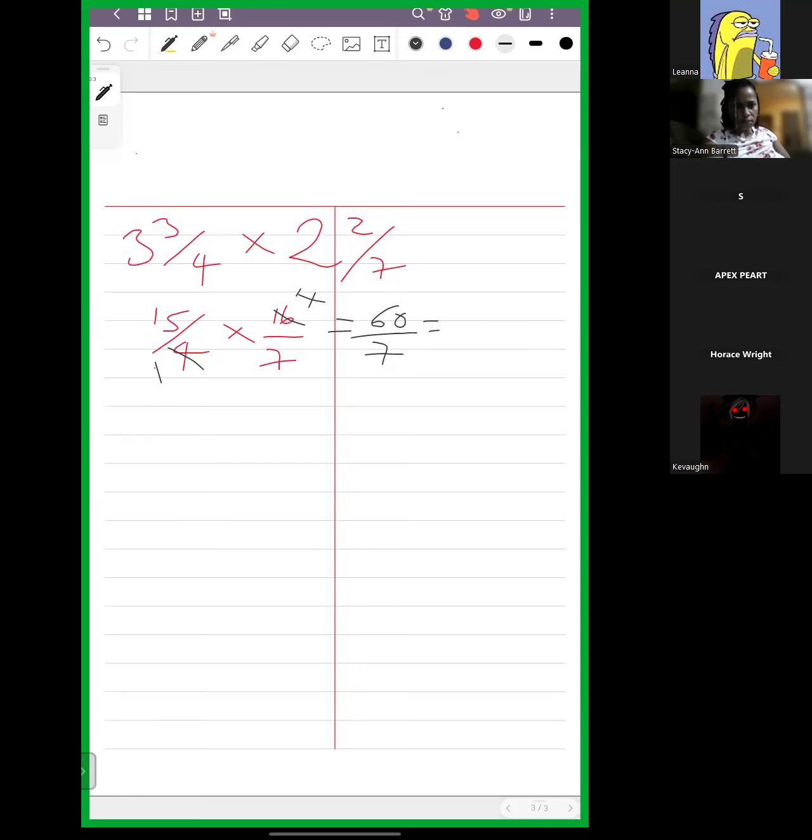So 60 divided by 7. I know that 7 times 8 is 56, so I think it will go into this about 8 times. And since 7 times 8 is 56 and I need to get to 60, my remainder is going to be 4, and that's going to be all over 7. And that's my final result. Is it clear? Yes, sir.